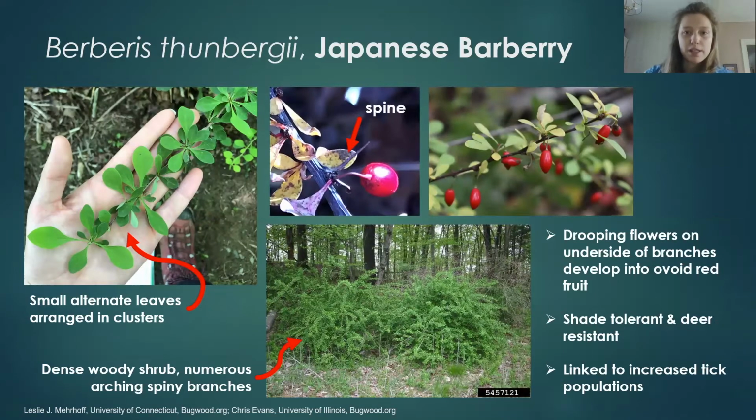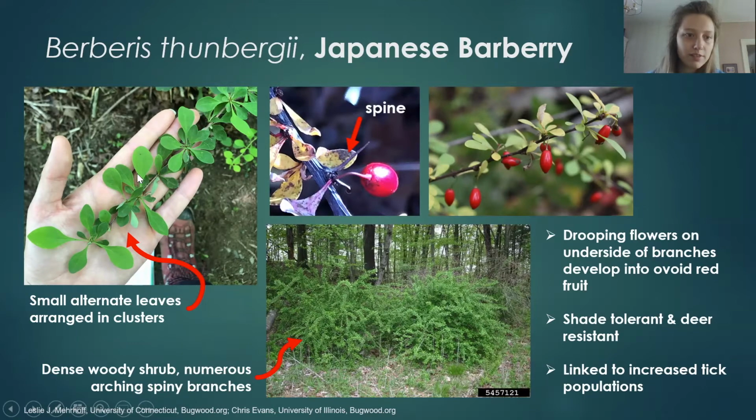Next, we have another widespread species, Japanese barberry. I'd like to point you to this photo on the bottom first. It's a dense woody shrub with lots and lots of arching spiny branches, and they are very spiny. This is a close-up of one of the spines. So I would not want to wrap my hand around this plant right here. You can see the little spines. So that is definitely a helpful ID feature, but also just looking at how distinct this plant is.